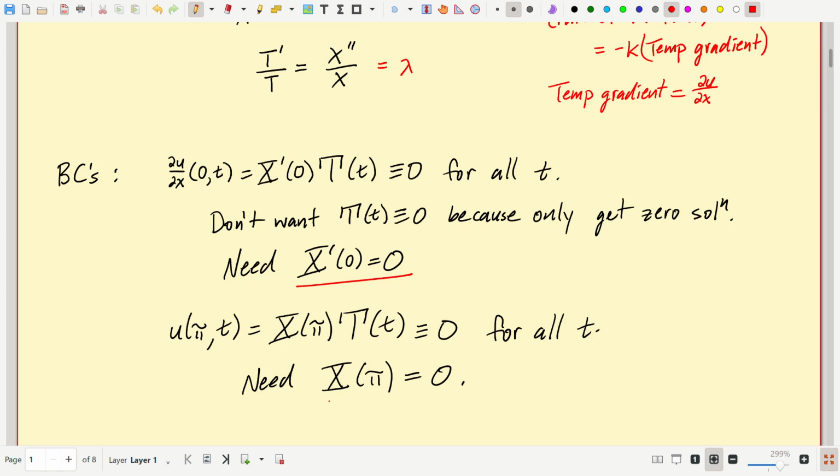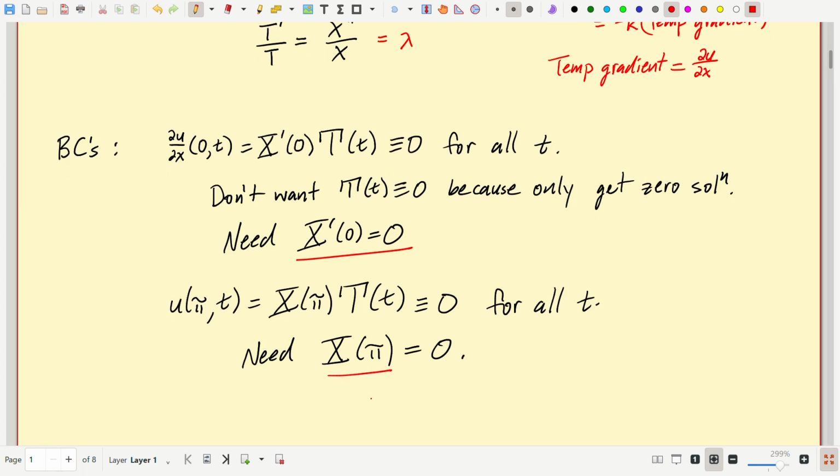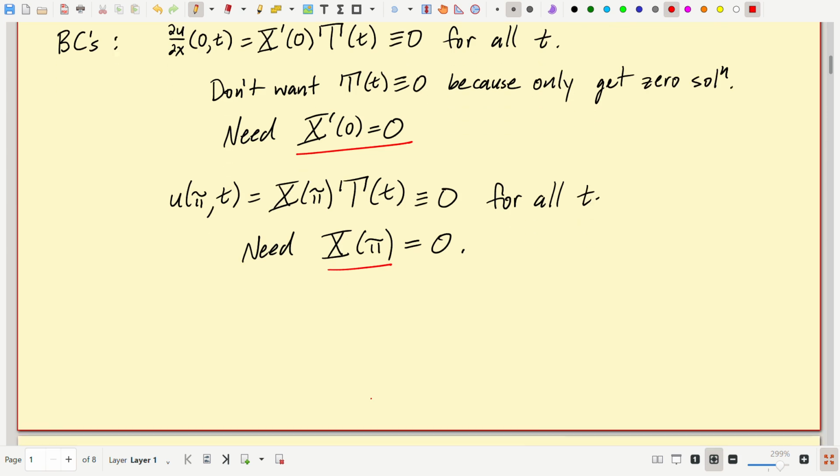So those are the boundary conditions, and they influence the x function only. Okay, the t problem is easy. Nothing to think about there. The t problem is T prime minus lambda T equals 0. That's easy. That's just exponential decay or growth.